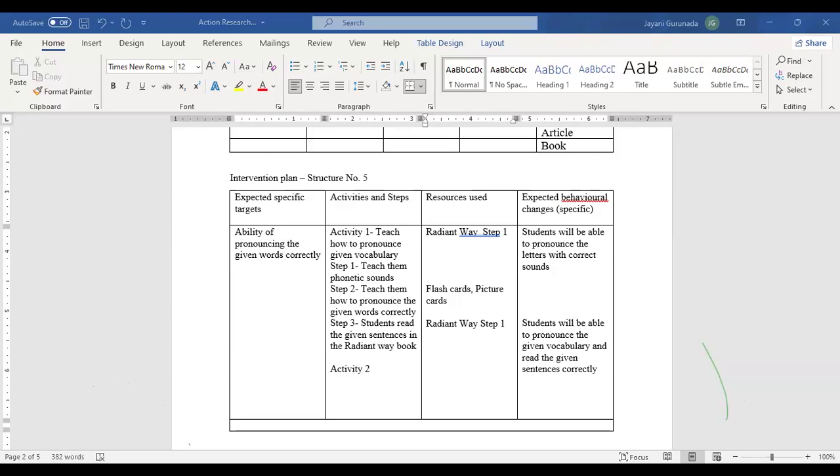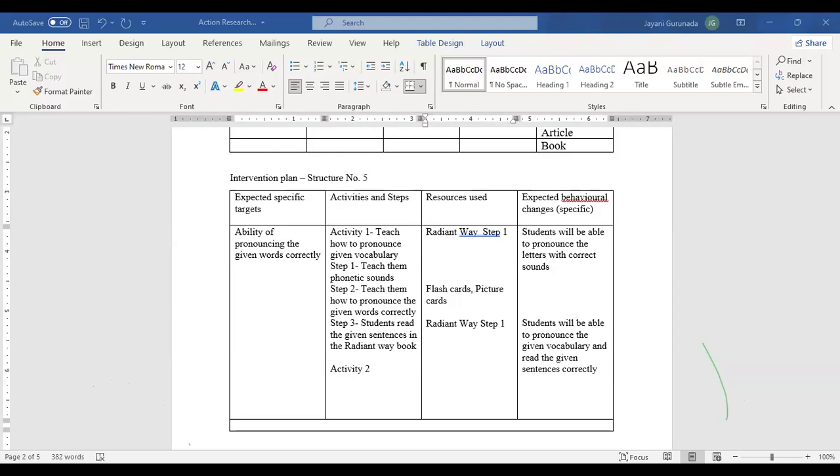Okay. There are 8 cycles there? 8. Okay, 8 days. So then, not 8 cycles. There should be one cycle for one reflection. That means you are going to do the first cycle, then you are going to have the pre-test, then you implement the first cycle. First cycle means planning, implementation, observation, and reflection.